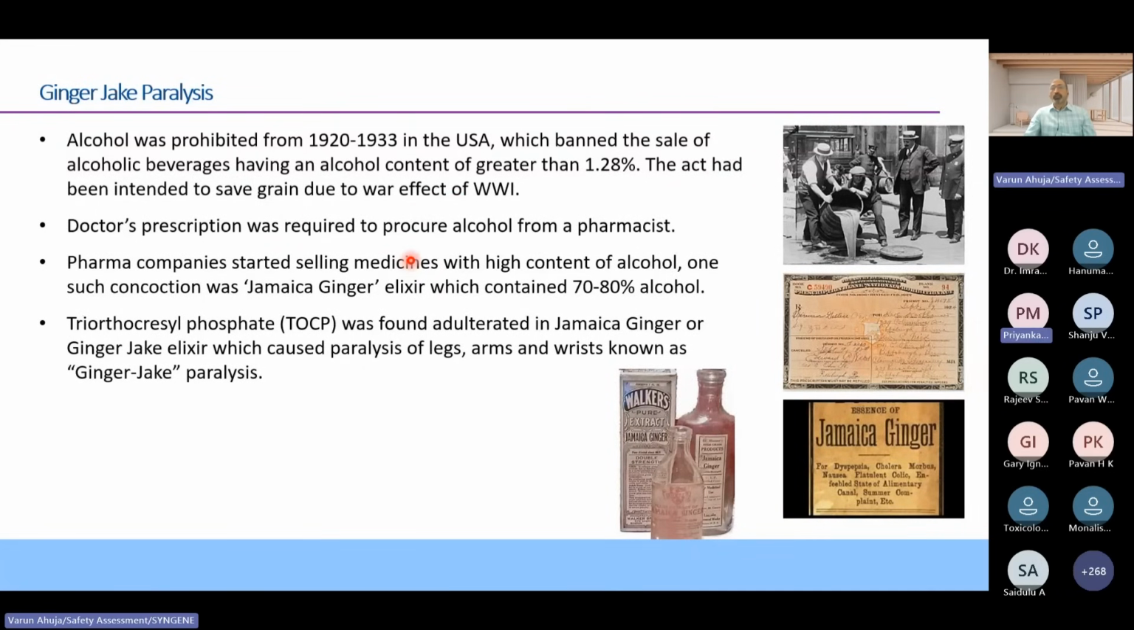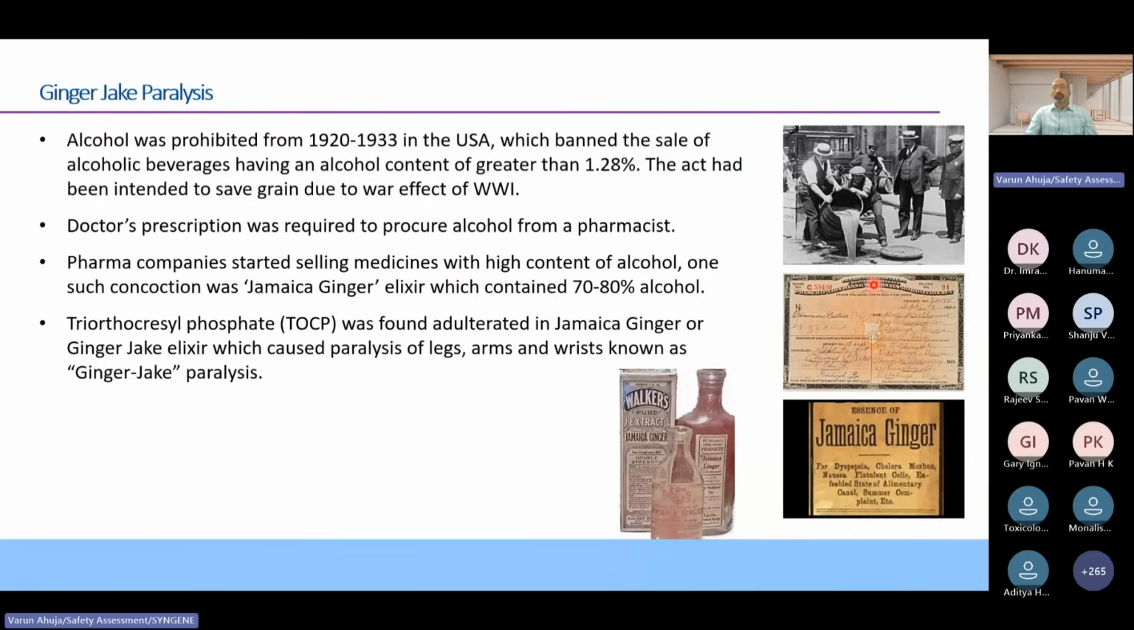At that time, for purchasing alcohol, a doctor's prescription was required, and pharma companies started selling medicines with a higher content of alcohol. One such concoction was Jamaica ginger. Here you can see the bottle of Jamaica ginger elixir, which contains 70 to 80% alcohol. So you can understand that this Jamaica ginger contained nothing, only ginger along with alcohol.